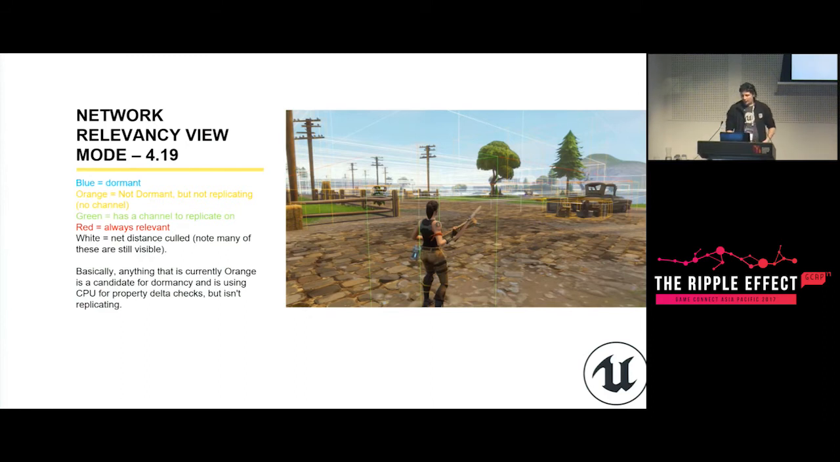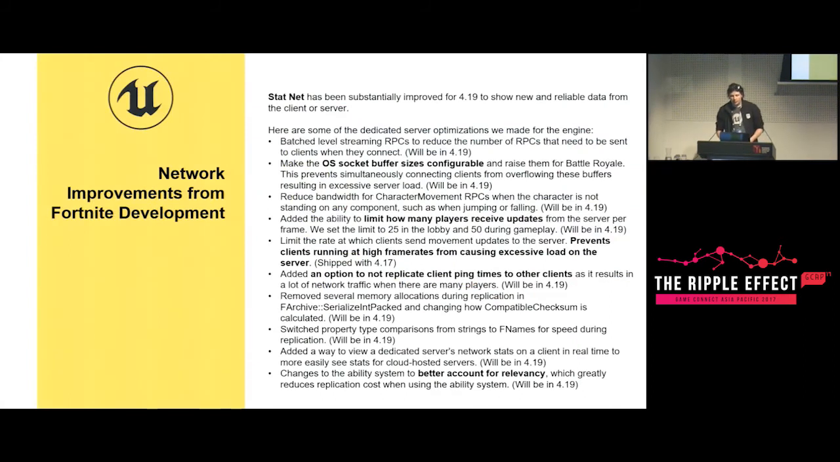This is the ugliest slide in this presentation, which is the big list of things that are coming in 4.19. This is more explicitly covered in a blog post that went up recently on Unreal Engine's blog. The big ones worth noting, there's a bunch of little things like no longer pinging everyone unless you want to. Two bigger things, like the ability system in Unreal now significantly better accounts for relevancy, so it's no longer going to do extra work to replicate information for a battle that's happening kilometers away from you, because you don't need that information if you're a client.